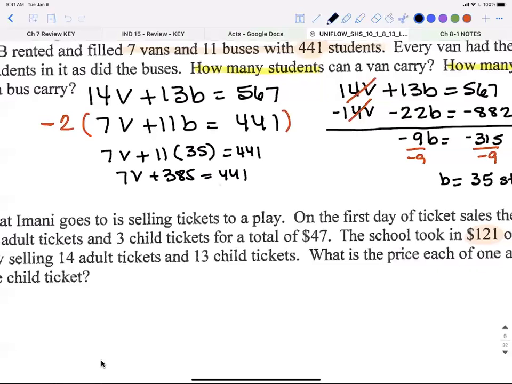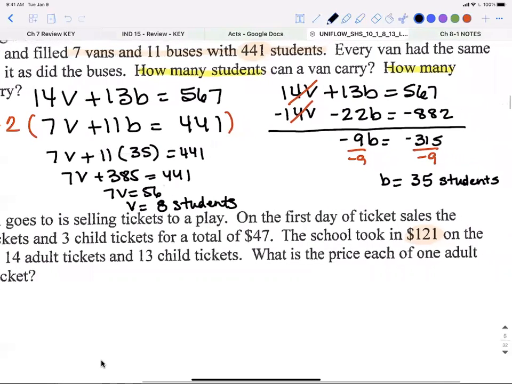And then when you subtract 385 from both sides, you get 56. So we get 7V equals 56. And then when we divide both sides by 7, we get V equals 8. And again, it's 8 students.